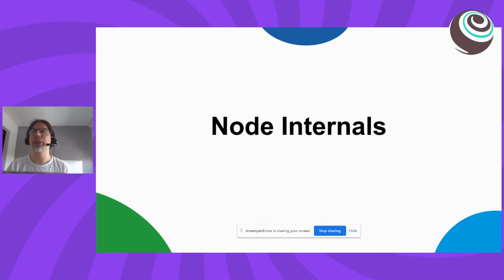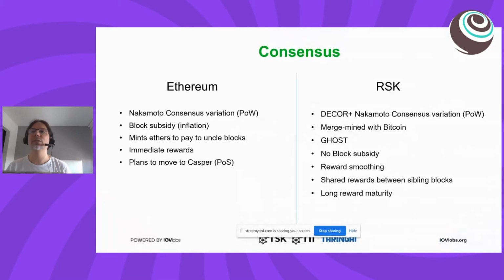And now the thing that I'm most interested in, the thing that I work on every day, the node internals. And this is where things start to differ from Ethereum to RSK. So first, about consensus. RSK does not have a federated consensus. It has a consensus based on proof of work, the same way as Ethereum. And in the case of Ethereum, you have a specific variant of Nakamoto consensus that is used by Ethereum.